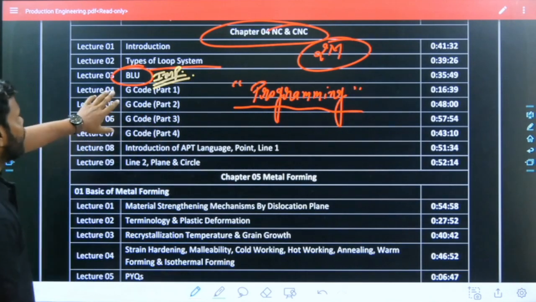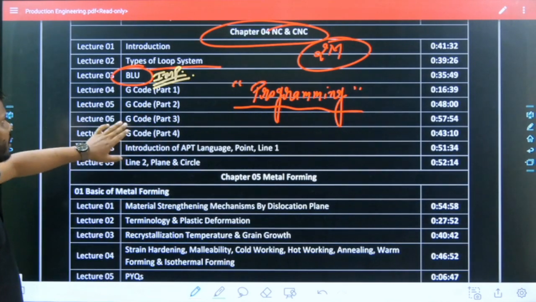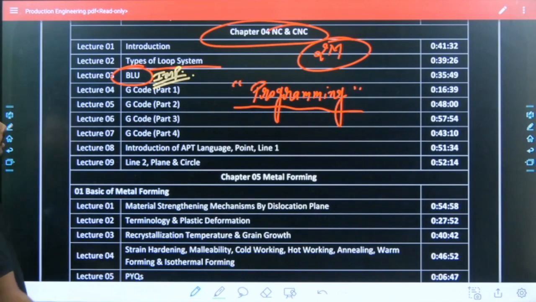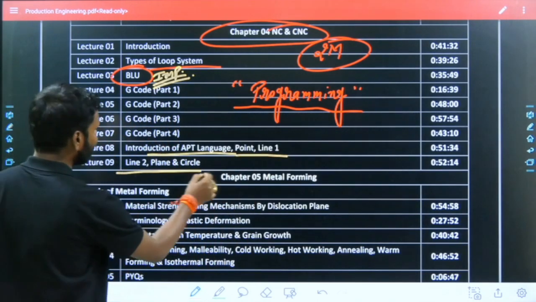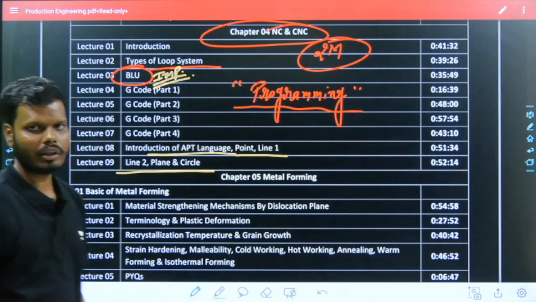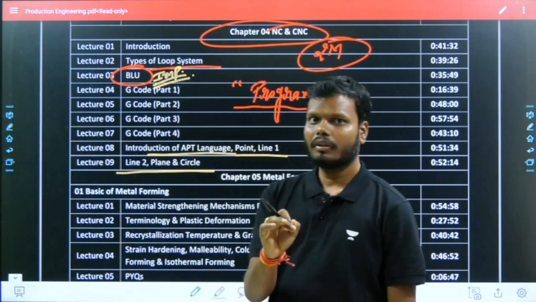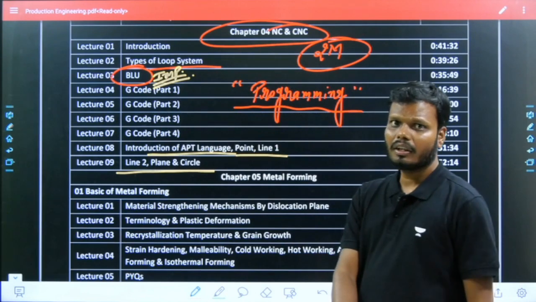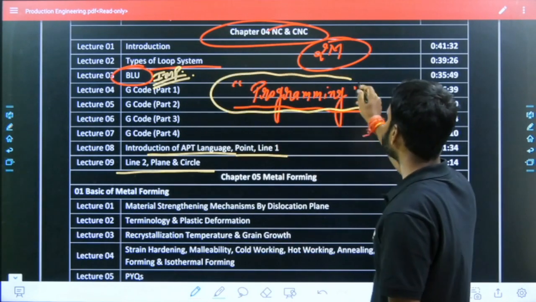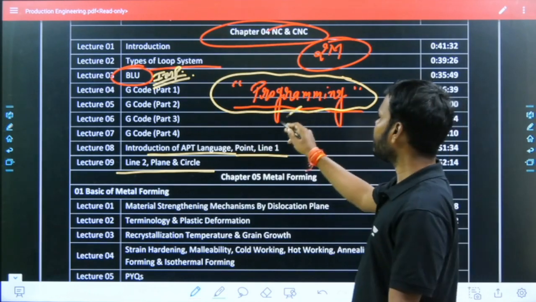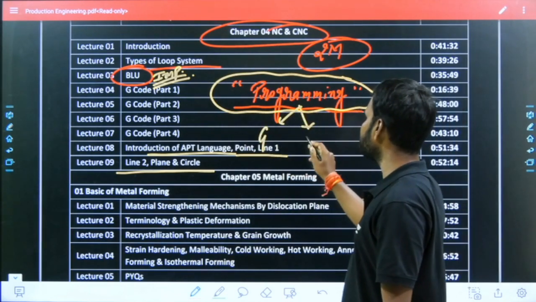Okay. So G code part 1, G code part 2, G code part 3, G code part 4, and introduction of APT language, point, line 1, line 2, plane and circle is also important for GATE examination. But in this chapter, I am focusing on the concept of programming. Programming means G code and M code.